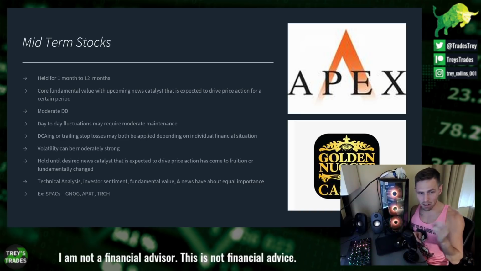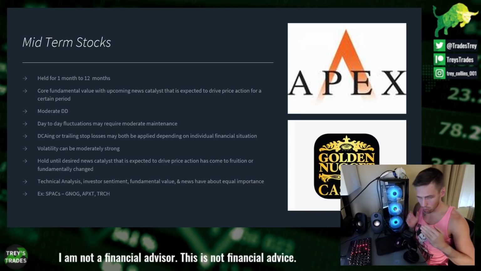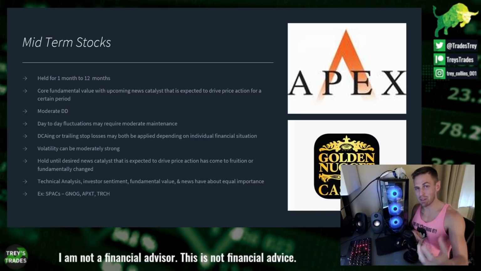Volatility can be moderately strong. So stocks such as Golden Nugget Online Gaming, right? I'd mentioned that they went up to $28 and then came back down to 21 or $22, right? So there are situations where the volatility is pretty high, and that can induce a little more risk, which is why a trailing stop loss maybe isn't the worst case scenario with these different stocks if you are going to get into midterm stock, but dollar cost averaging also does work sufficiently.